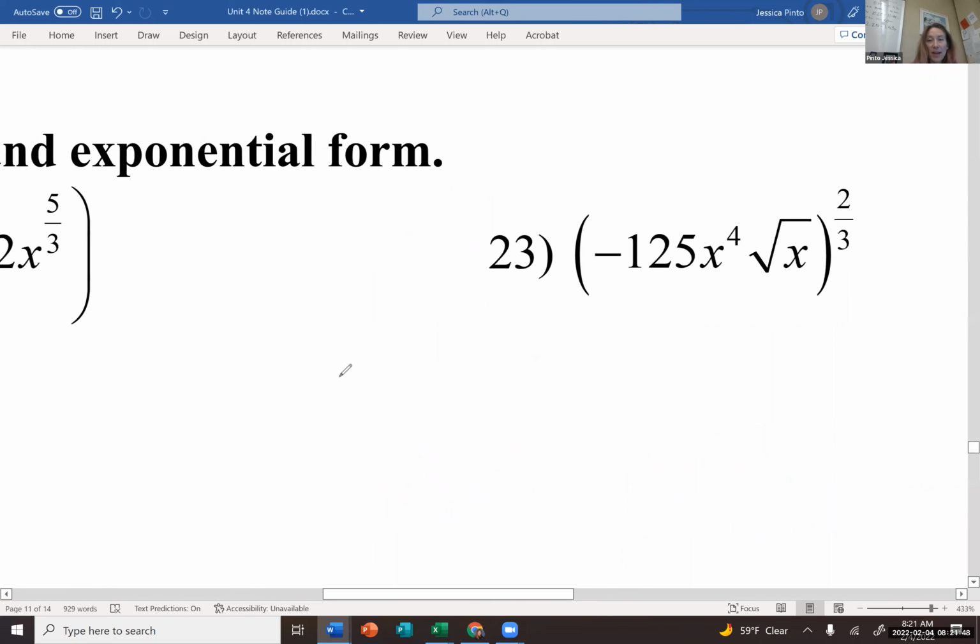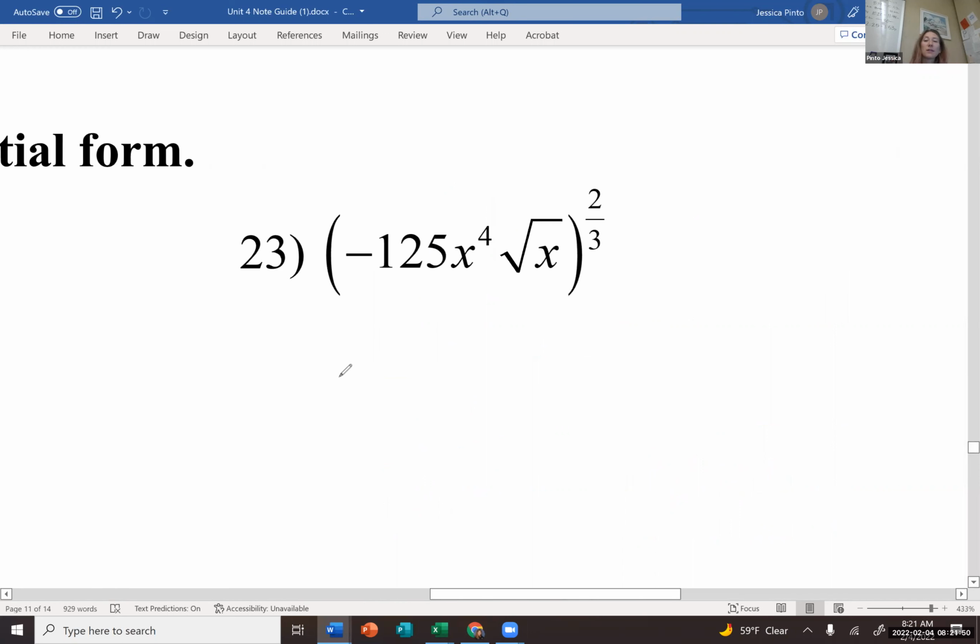Our last problem of the day. Okay, very cool. So I see that there's an exponent on the outside. So again, I'm going to be thinking of this 125 as negative 5 to the third power. I think I'd like to combine these together. So this is fourth power, and this is 1/2 power. So this is 4 and 1/2.